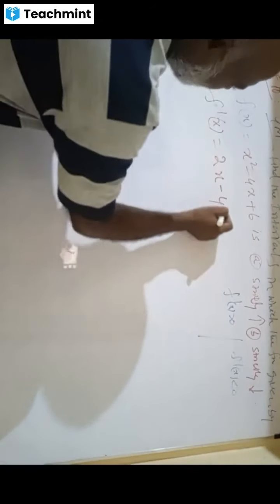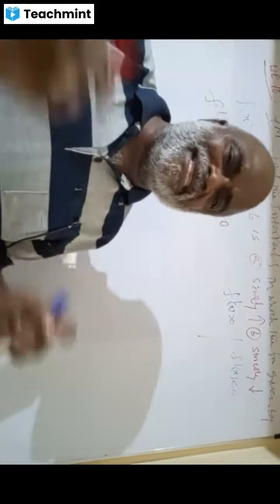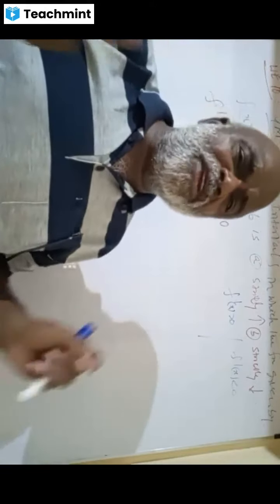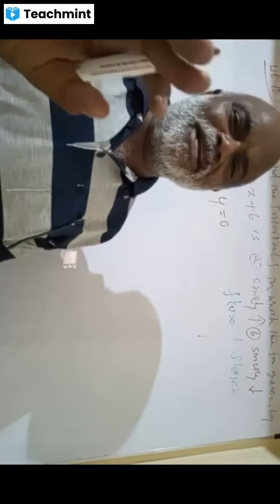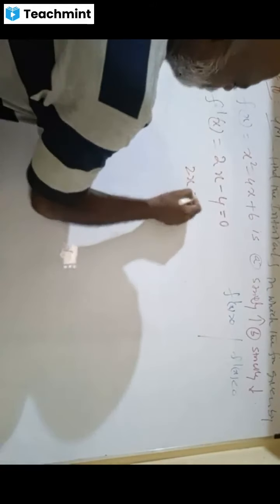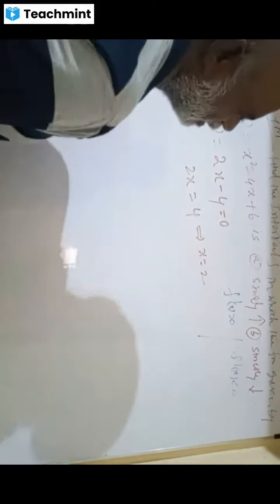F dash x is 2x minus 4. What I will tell you is equate it to 0 so that you can find out the values of x. This is only to find the turning point. We will see what the turning point is. 2x minus 4 equal to 0, 2x equal to 4, which implies x equal to 2.